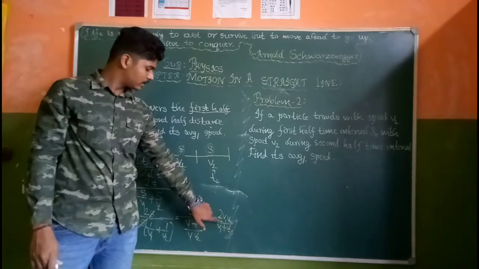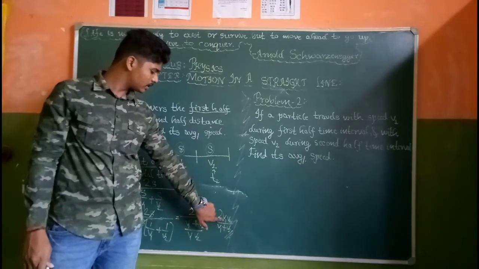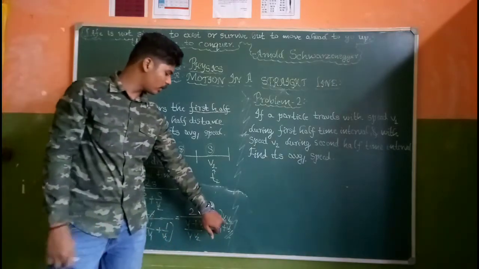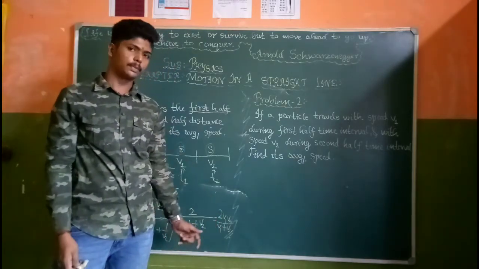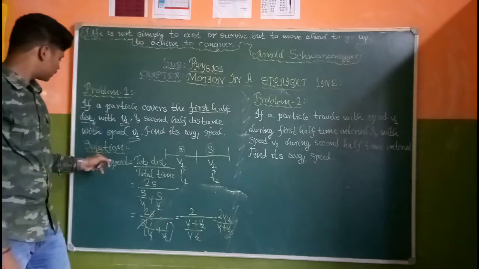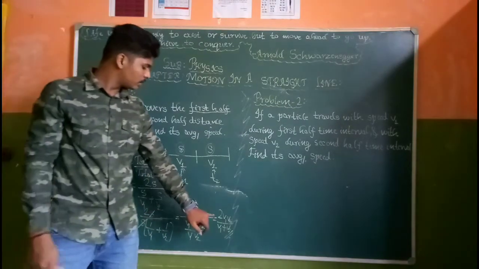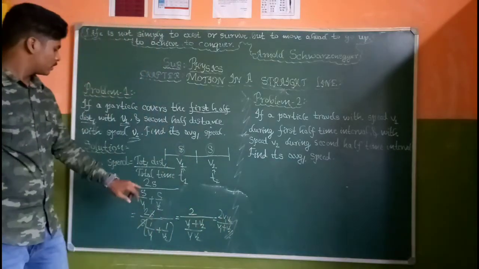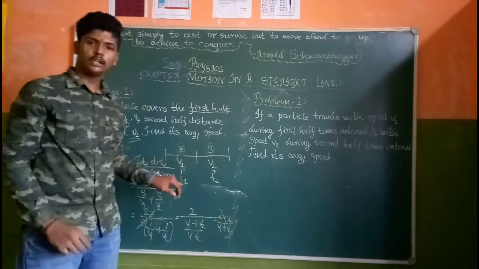They will say that the velocity 1 will be 5 meter per second, the velocity 2 will be 10 meter per second. Find out the average speed. What will you do? It is 2 v1 v2 by v1 plus v2. We will substitute.